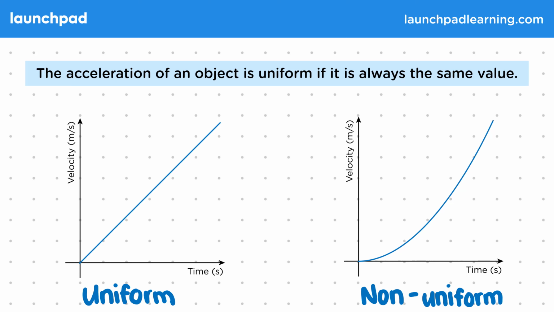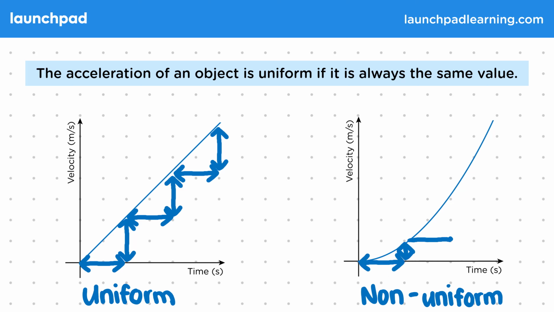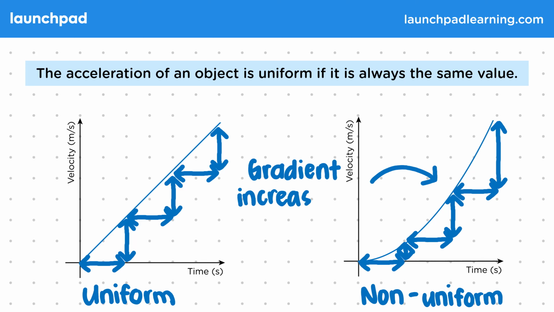Well, let's look at how the velocity changes with time. For the straight line graph, we see the velocity increases by the same amount over 3 even time periods. However, for the curve, if we use the same 3 time periods, we can see that there's only a small change in velocity for the first and a very large change for the last. This is because the gradient is increasing.